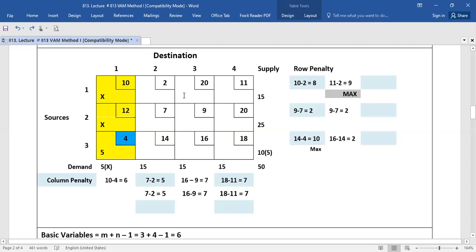But keep in mind, I have told you earlier in the first allocation that you will make your allocation in this row. How? You will see which cell has the smaller cost or minimum cost. This cell has the smaller cost. So you will make your allocation here.